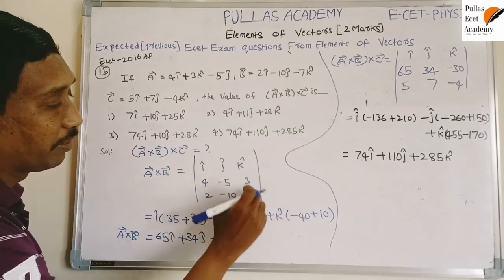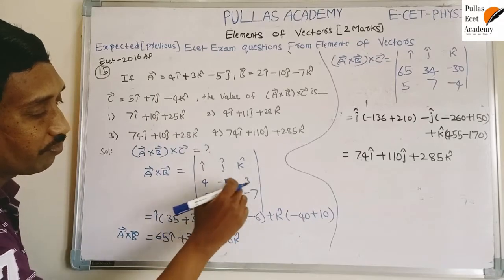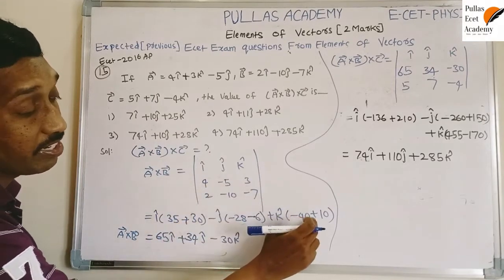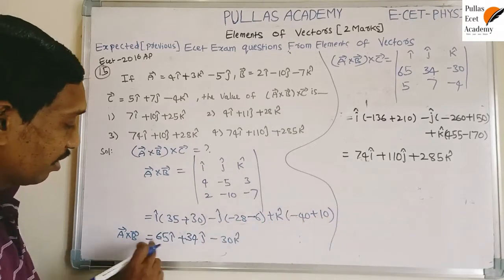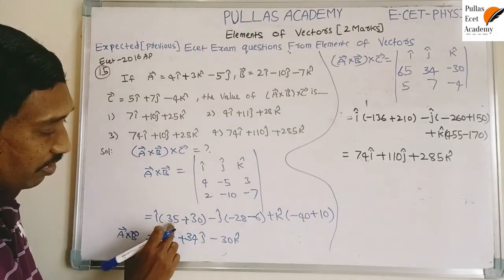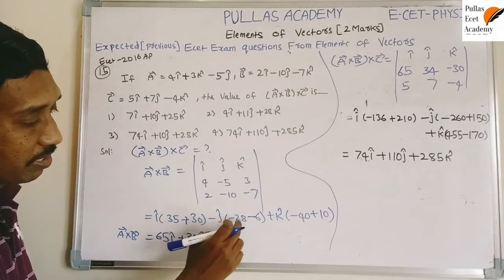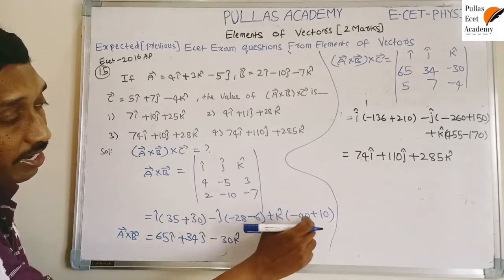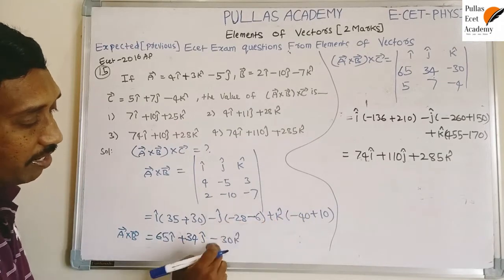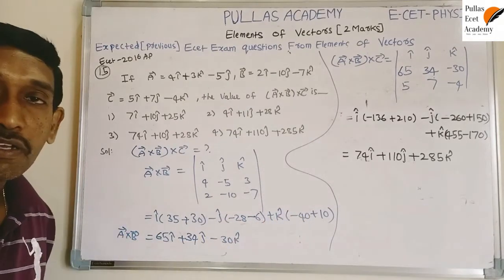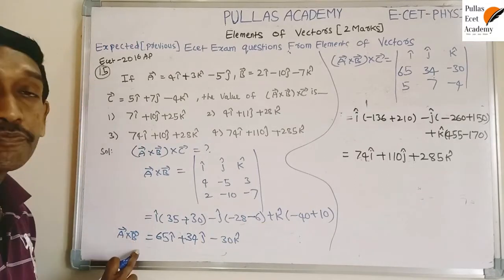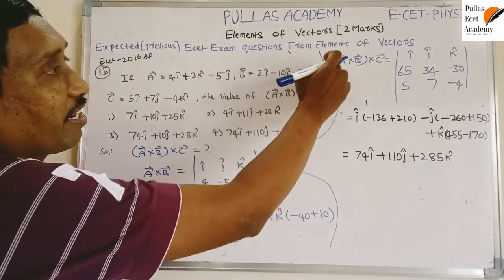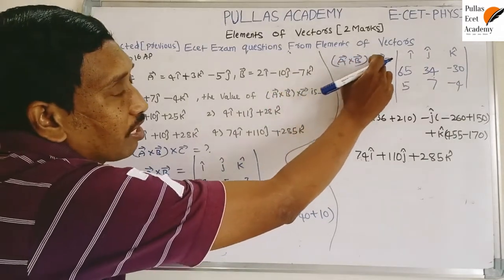Next, plus k cap into the determinant of these 4. 10 into 4 is minus 40, minus 10, but already minus into minus is plus. That's why plus 10. In the same way, after simplifying, 35 plus 30 is 65 i cap, minus 34, minus into minus plus 34, minus 30, minus into plus minus 30 k cap. This is A bar cross B bar.